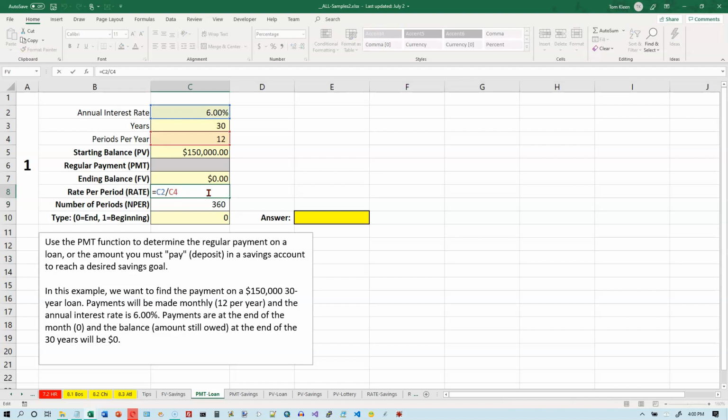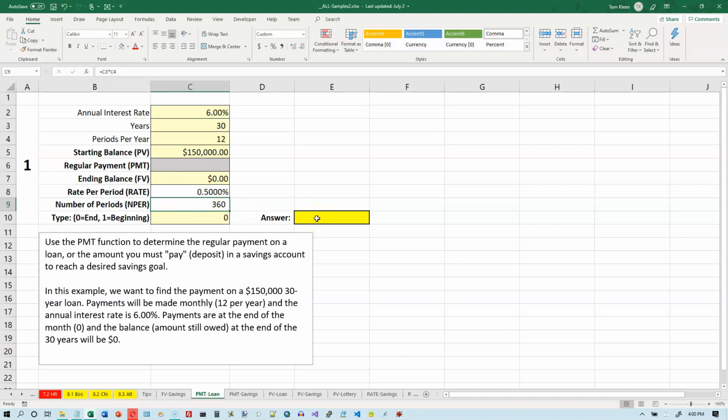What this one does is it takes the annual rate and divides it by the periods per year to compute what the rate per period is. In this case, what the monthly rate is. So if you're doing 6% a year, it's going to be 0.5% per month. And if we look at this formula down here, the number of periods is going to be the number of years times the number of periods per year. So 30 times 12 is 360. Okay, so we've identified everything correctly.